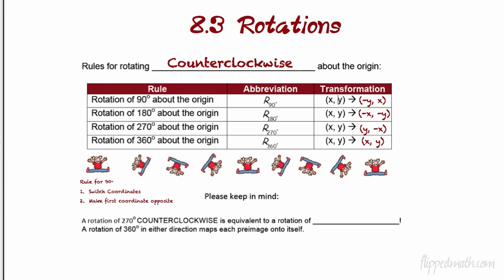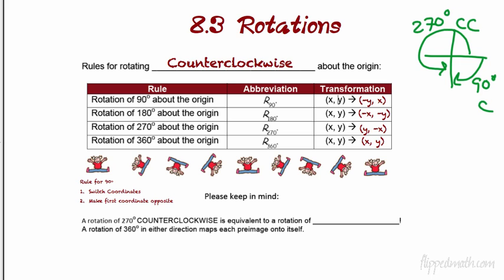Section 8.3, rotations. That's the last section that you have to know. All right, so the rotations, the rules for rotating counterclockwise. Remember, the only tricky part is a rotation of 270 degrees. Let's look. 270 degrees this way is the same as going 90 this way. So if they ask you for 90 degrees clockwise, that's the same as 270 degrees counterclockwise. All right, so that's the only thing that's tricky.